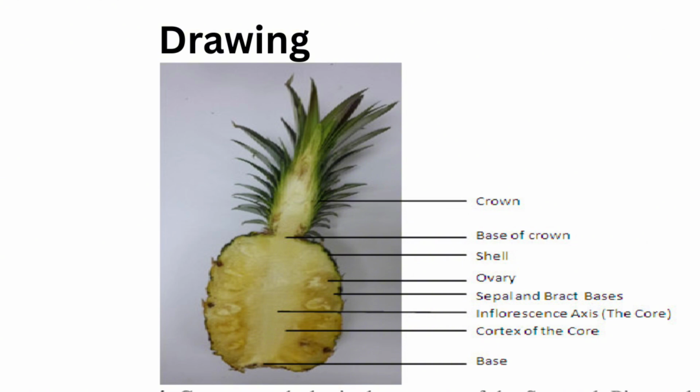So you have your main labeling: the crown, the base of the crown, the shell, this is the outer part of the pineapple, the ovary, the sepal and bract bases. Then we have the inflorescence axis, that's the core. The inflorescence axis, that's the pillar or the core of the fruit. Then we have the cortex of the core, and the base of the specimen. So these are what you should take note of.